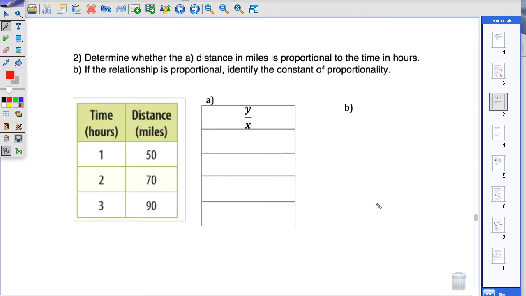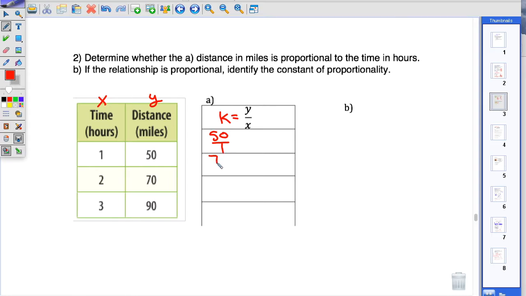Determine whether the distance in miles is proportional to the time in hours, and if the relationship is proportional, identify the constant of proportionality. We have our time in hours as x, and our distance in miles is your y. To find your constant of proportionality, that's your y over x, so that would be 50 over 1, which is simplified.